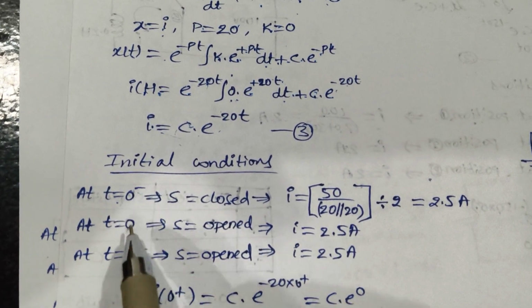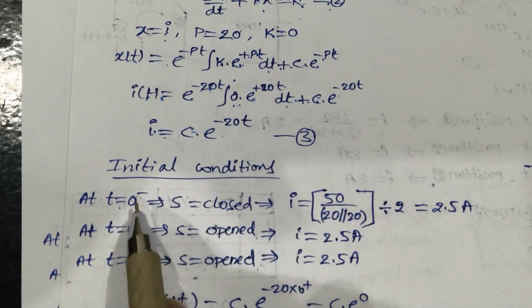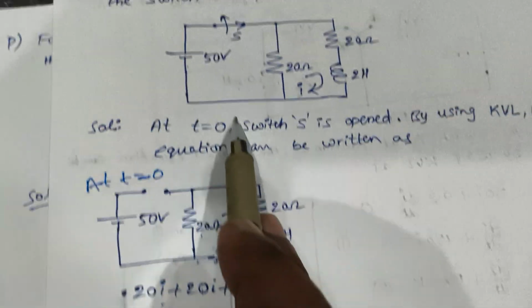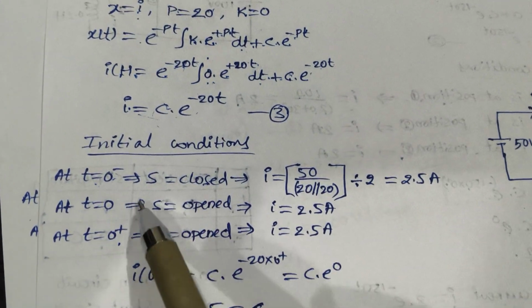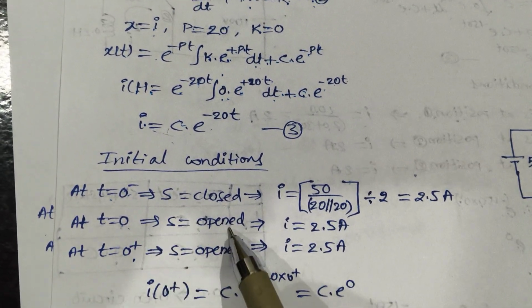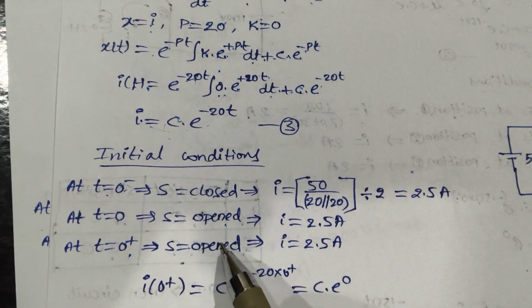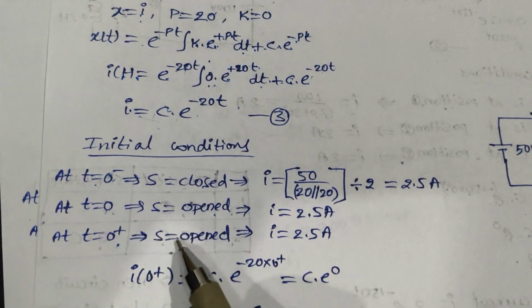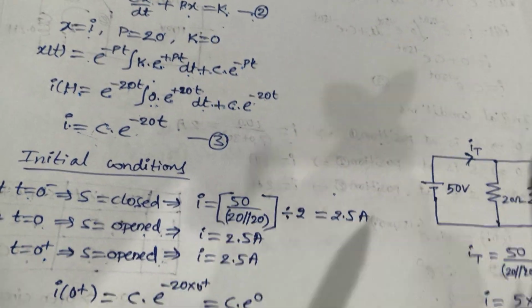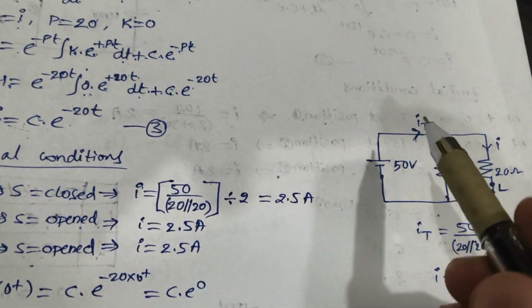T is equal to 0 minus, 0 and 0 plus. At 0 the switch is open, but at 0 minus the switch is closed. So that's what I have written here. At 0 minus the switch is closed. At 0 it is open. 0 plus is also in open state only. From 0 onwards the switch is in open state. When the switch is closed, what is the current? We have to find it.